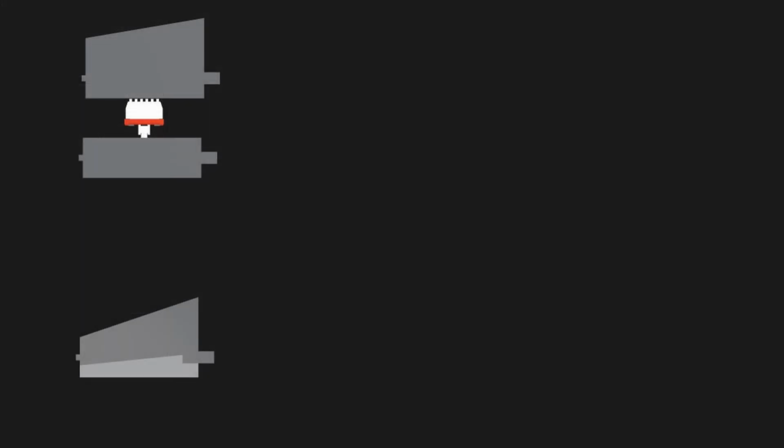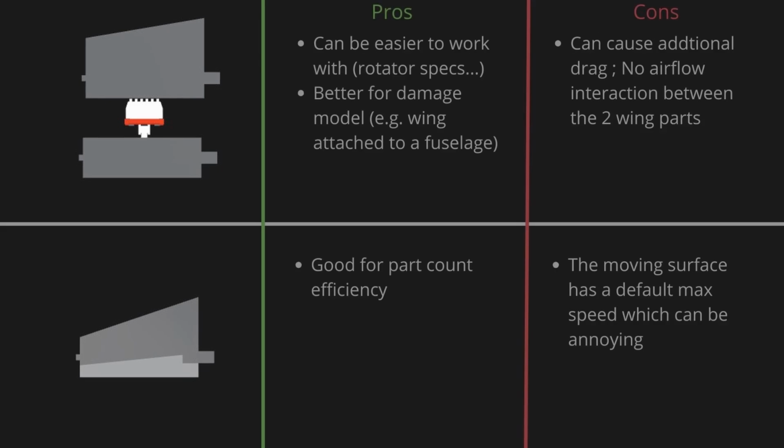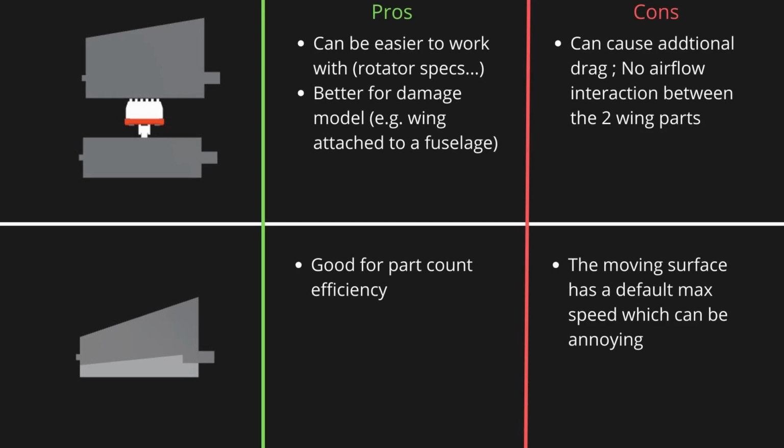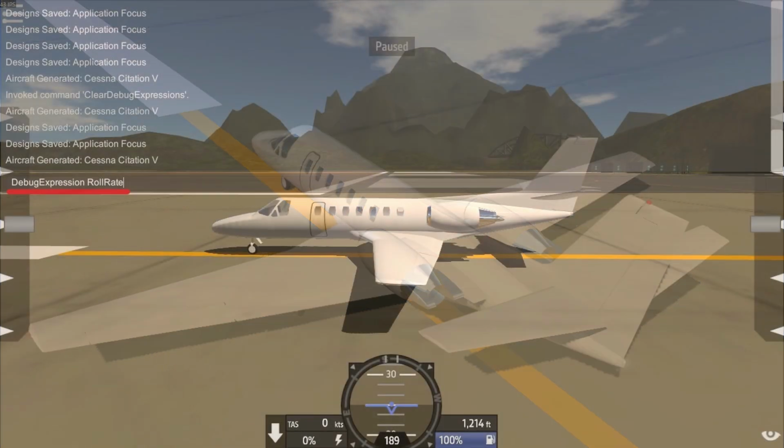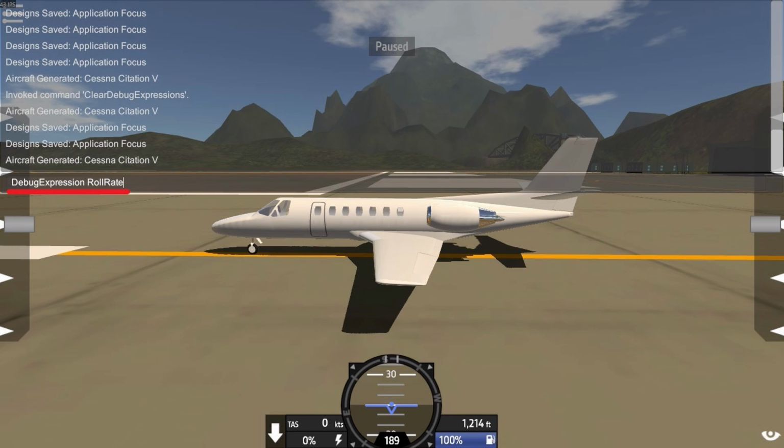About control surfaces, there are 2 ways of making them. The first one is to use the stock control surfaces, and the second is to use one wing for the wing lift and another wing for the control surface. Each has its advantages and drawbacks, which I have summarized in this table so that you can make your choice. For roll, set the control surface wing area, then adjust the control surface angle to have a realistic roll rate. You can measure the roll rate by typing this command in the console.